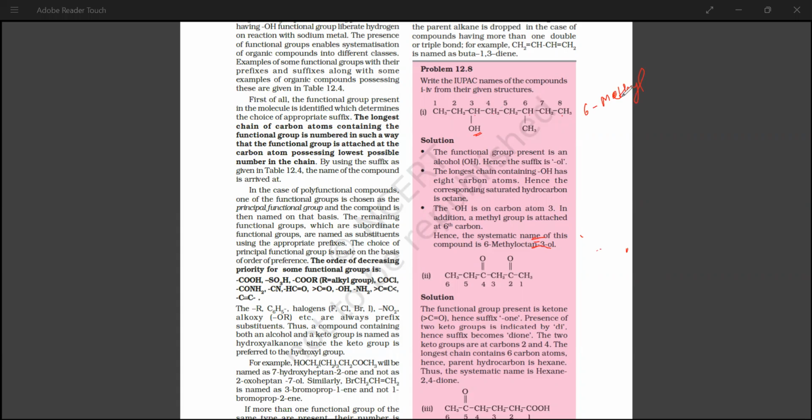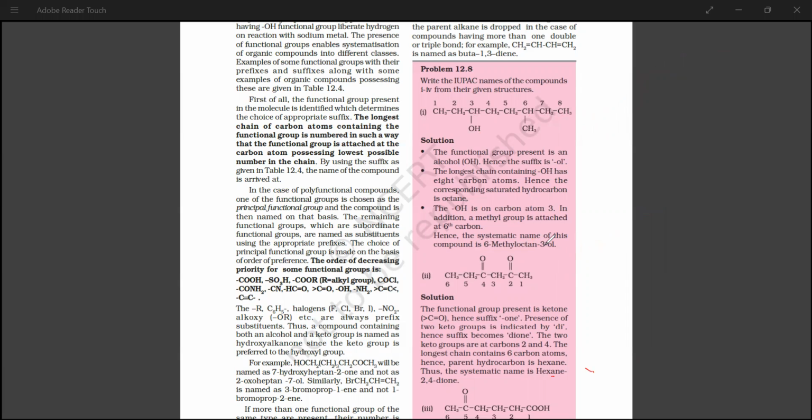Now see, how many total carbon atoms are there in this compound? 8. So oct. And all carbon atoms are single bonded, so ane, and the ol is on 3. So octane, 3-ol. 6 methyl octane 3-ol. This will be the IUPAC name of the compound.